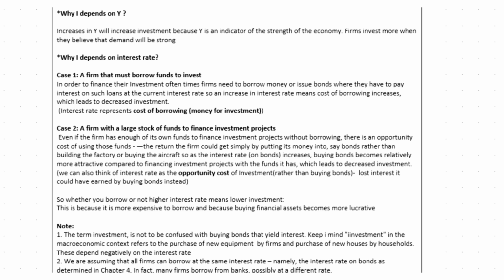Case 2 could be what if the firm has its own funds in order to finance investment projects without the need to borrow? Even in this case, investment depends negatively on interest rate. Why is that? Because even if you're using your own funds, there's an opportunity cost of doing so. The return you could have earned by simply putting the money into, say, bonds rather than investing it by building a factory or buying an aircraft and so on. So in such a case, interest rate represents the opportunity cost of investment rather than buying bonds. So an increase in interest rate on bonds means that buying bonds becomes relatively more attractive compared to financing investment projects with the funds that you have, which leads to decreased investment.